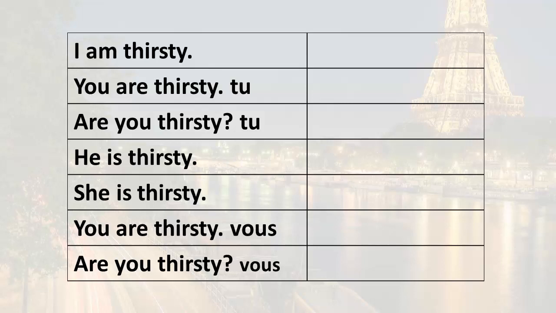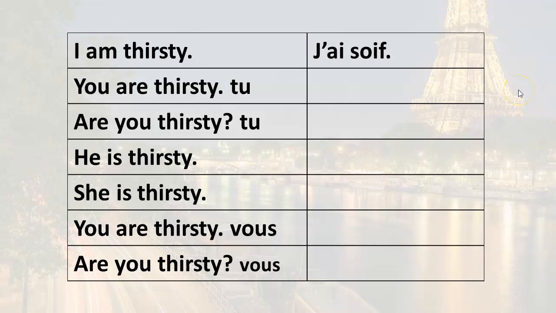And now that you know to be thirsty is avoir soif, let's apply what you've learned and practice with some of the forms. How would you say I am thirsty? Remember, don't translate literally. Don't use the verb être. Don't say je suis. So to say I am thirsty, remember you literally say I have thirst in French. J'ai soif. You are thirsty using tu.